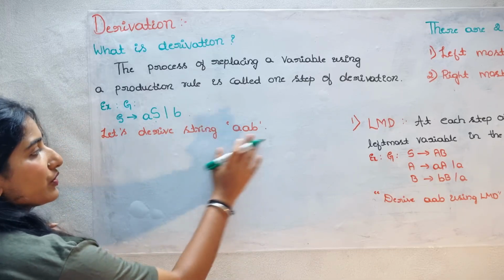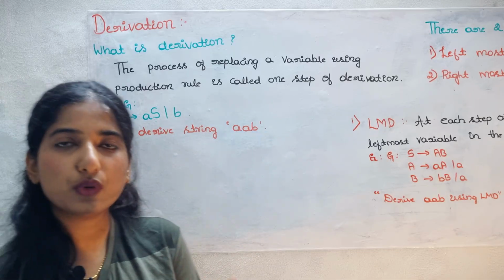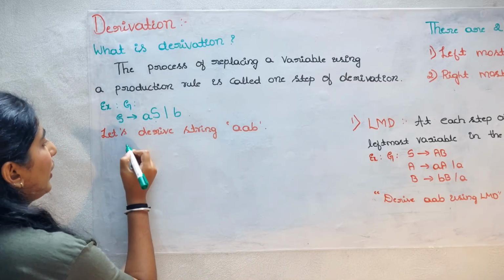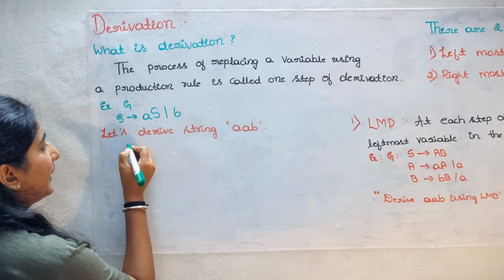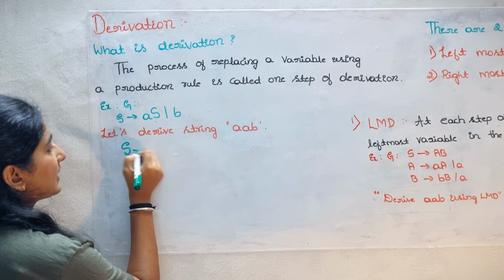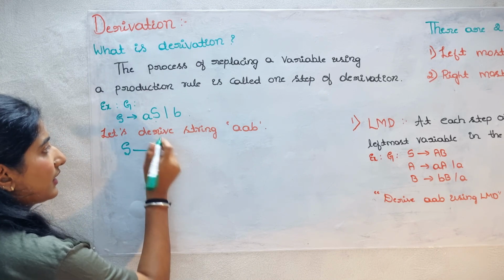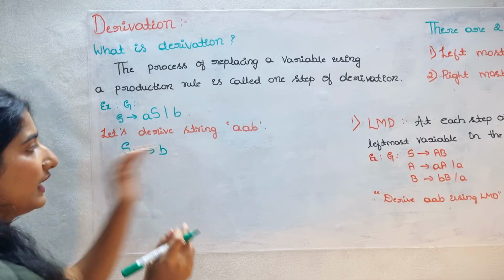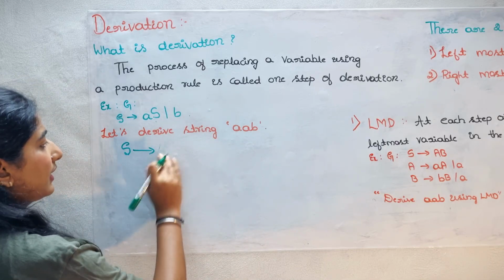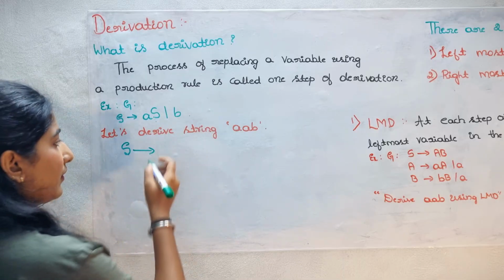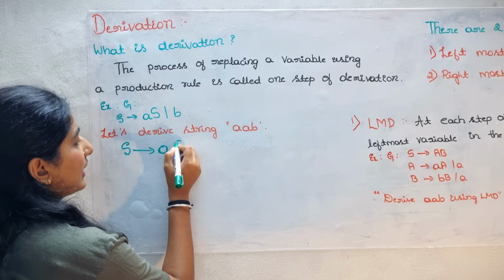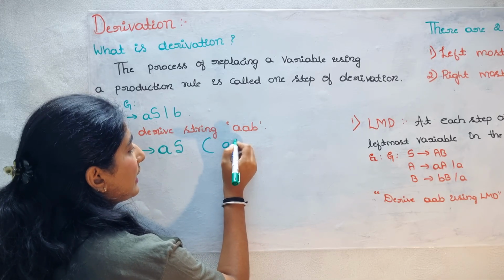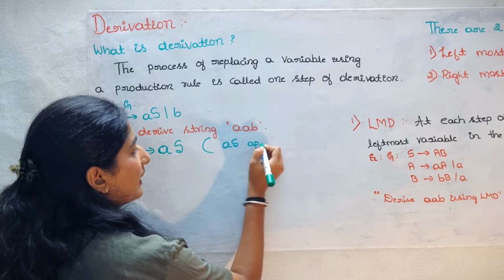So let's derive the string aab. We have to get the final string aab. So what do we have to do? We have to apply S derives aS, right? If I apply S derives b, I will get b, but we need aab, so we can't substitute b here. We have to substitute aS. Yes, so here S derives aS has been applied.